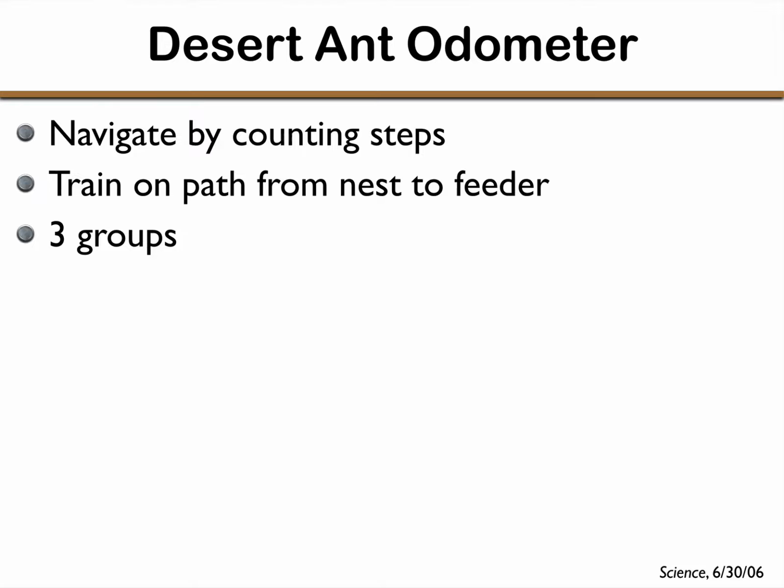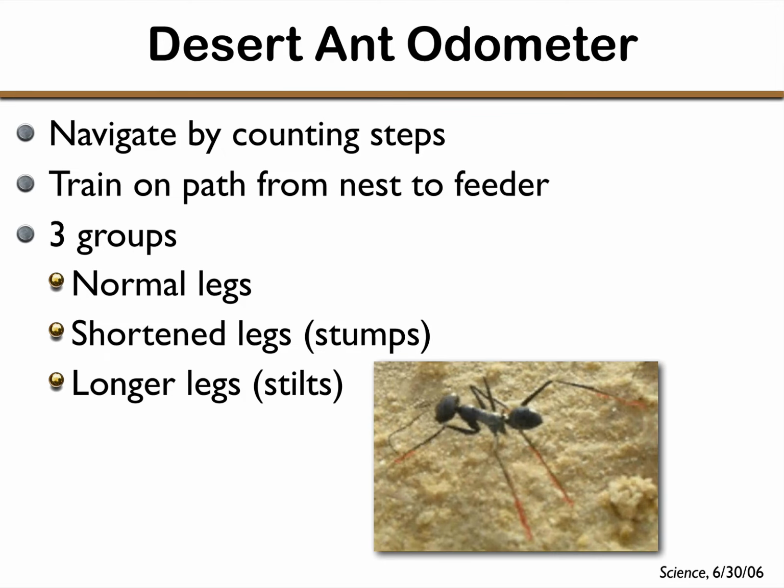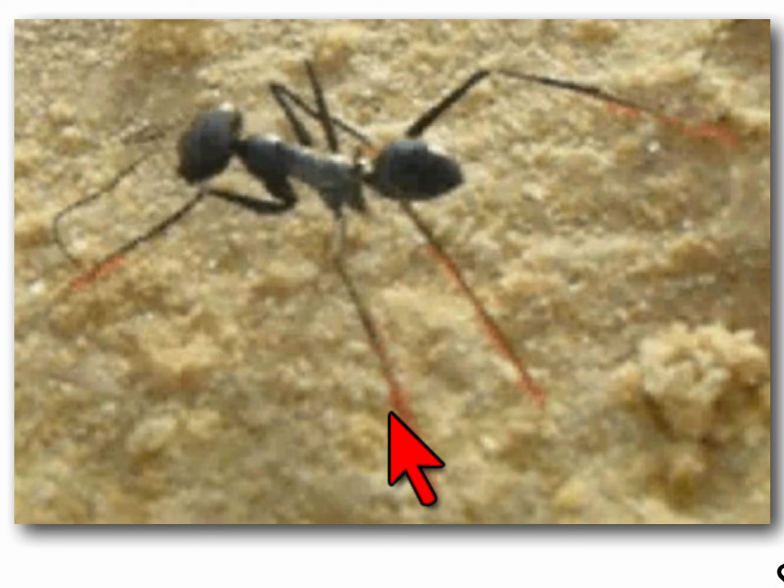And then in this experiment, they divide them into 3 groups. The normal legs, okay? Nothing's changed with the ants. Shortened legs, they have stumps. And longer legs, you actually put them on stilts so that they have longer legs than they normally have, as you see in this photograph. If you look at this reddish area, these are the actual stilts that elongate their normal legs.